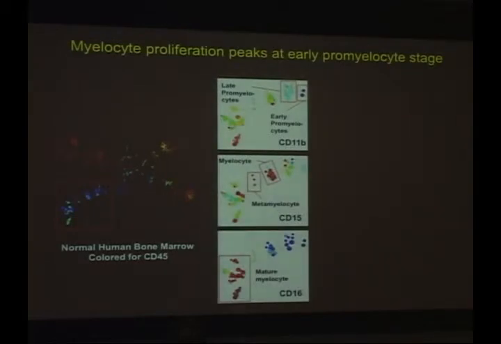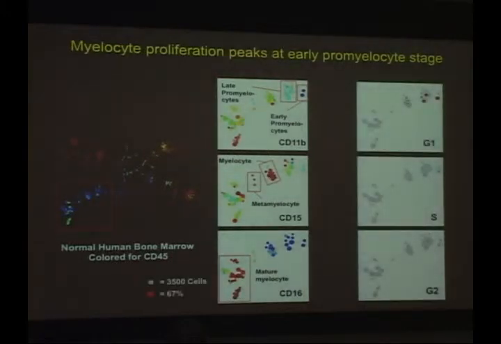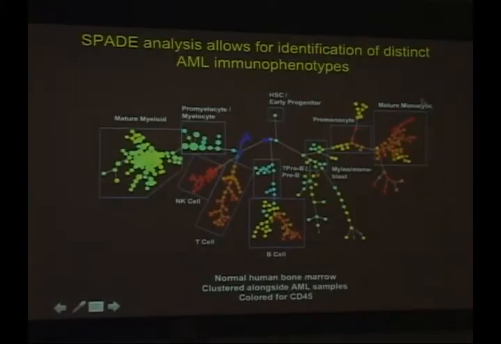So similarly, we can get the same data from the myelocyte lineage. And again, we see most of the proliferation coming from the early and late pro-myelocyte populations. So having done that, we then started applying this to both normal and malignant samples.